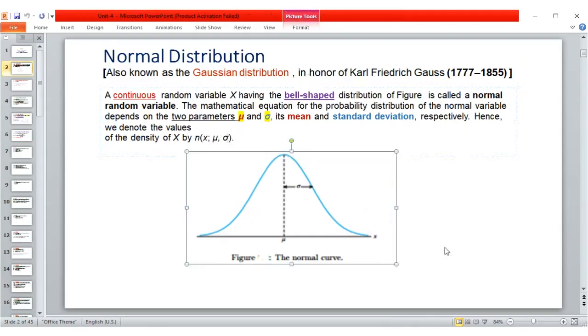So I have told you only one thing till now, that the graph of the normal distribution is symmetric, and if you draw any line in the center, it will be the same on the left side and on the right side. Now I will share my notepad.